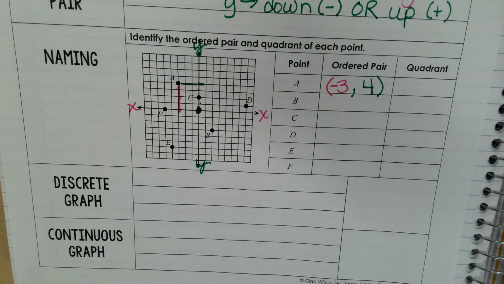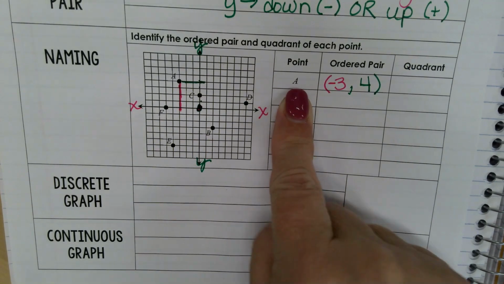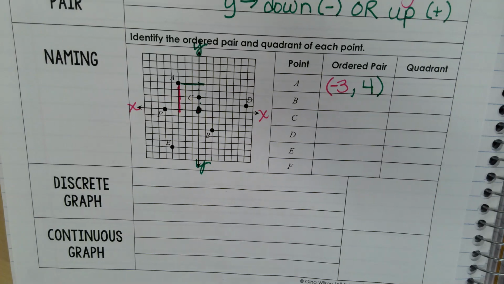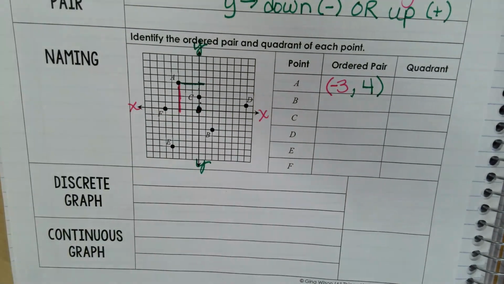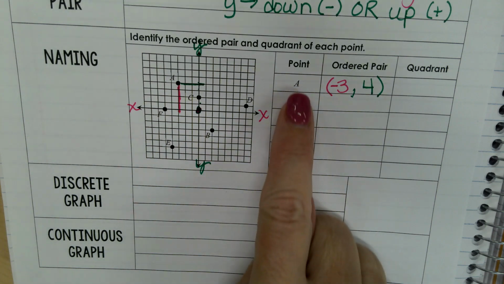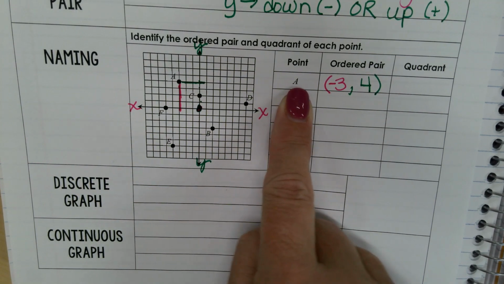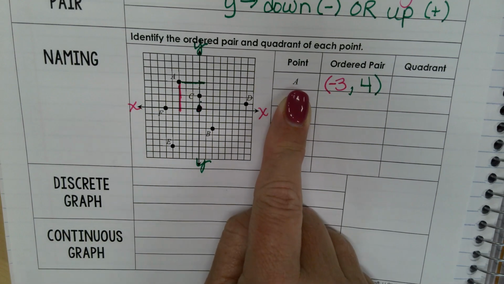Okay, so we just plotted our first point, or we just found the coordinates for point A. Notice the letter A is capitalized. It's capitalized because it's a specific point in this coordinate plane. It's capitalized because it names something specific. So no lowercase this time, because that letter A is not a variable. That letter A stands for the ordered pair (-3, 4).